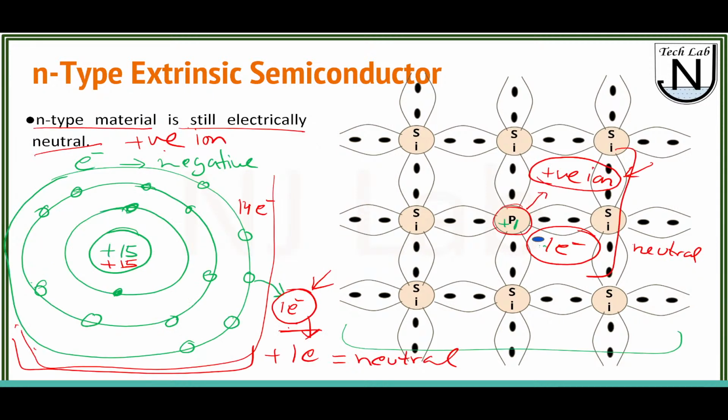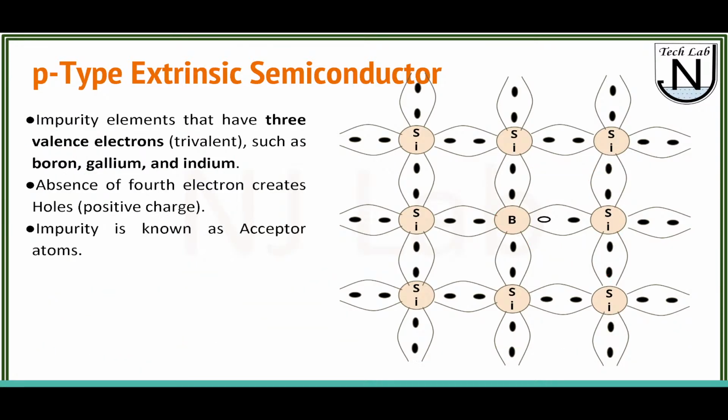And we also discussed that the n-type is electrically neutral. Now the same thing we are going to discuss for the p-type. In the p-type, the impurity that we add has 3 valence electrons. Since silicon has 4 valence electrons, when we add an impurity like boron, it has only 3 valence electrons.